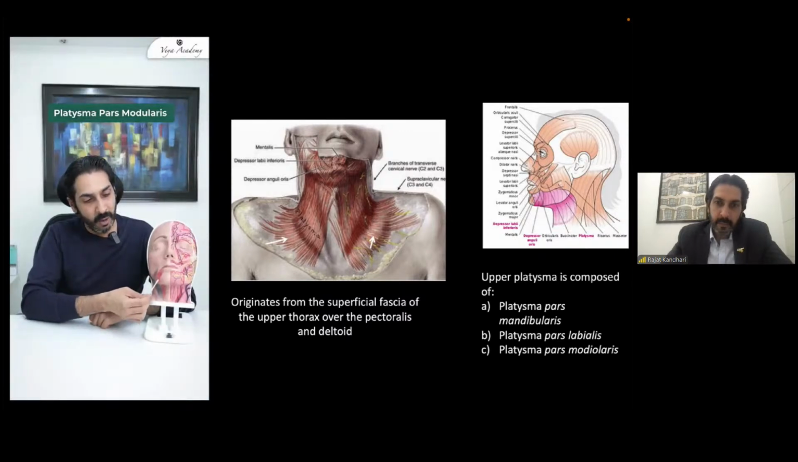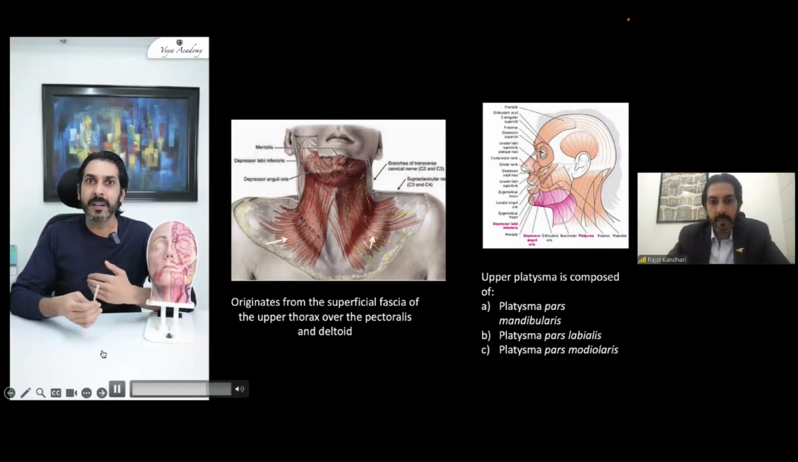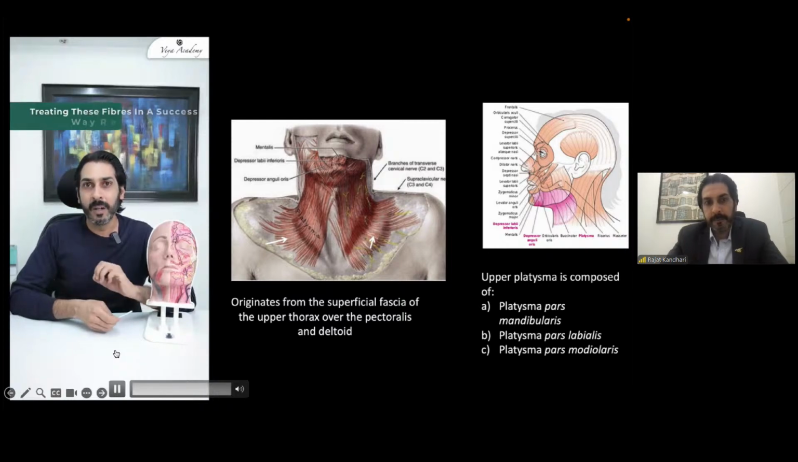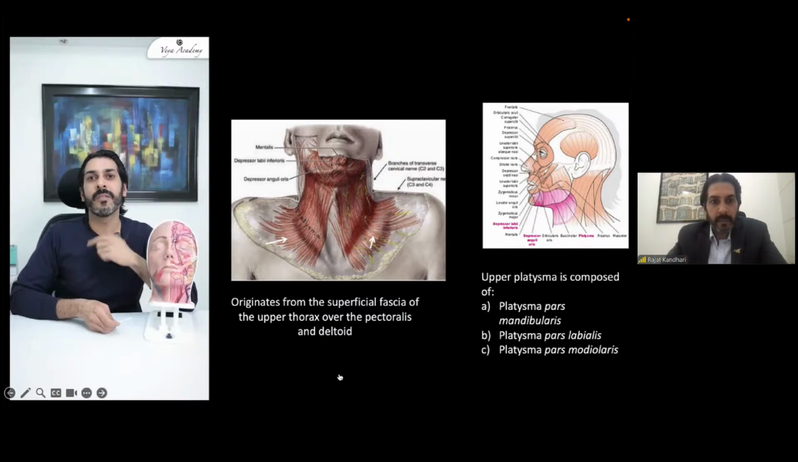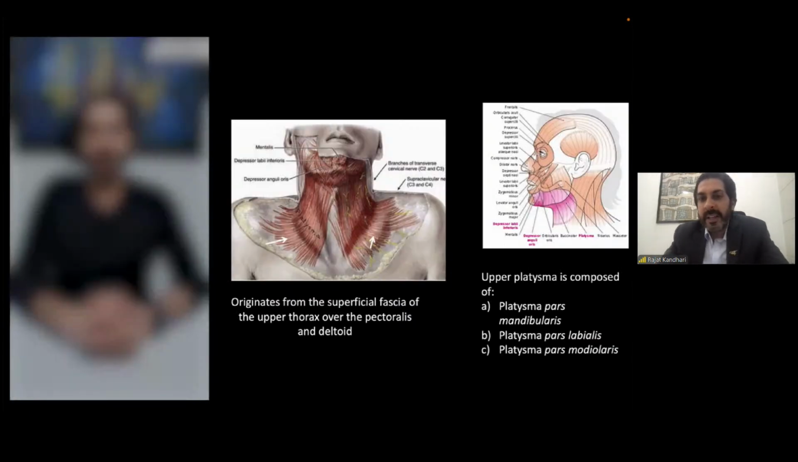Now, treating all these fibers in a successful manner, along with the other depressors of the face, gives the patient a nice mini neck lift feel, and it also causes a better cervicomental angle. So basically, it means that you have three parts of the platysma, and typically you're treating the platysma pars mandibularis.